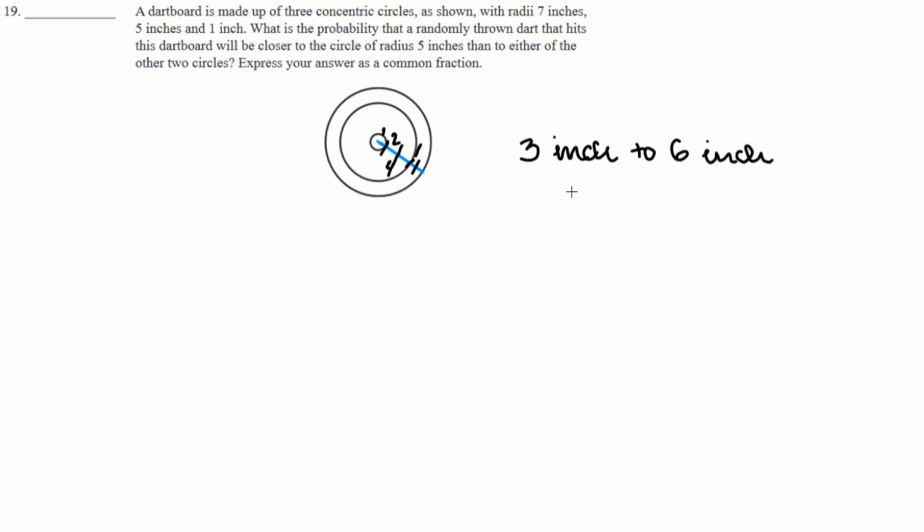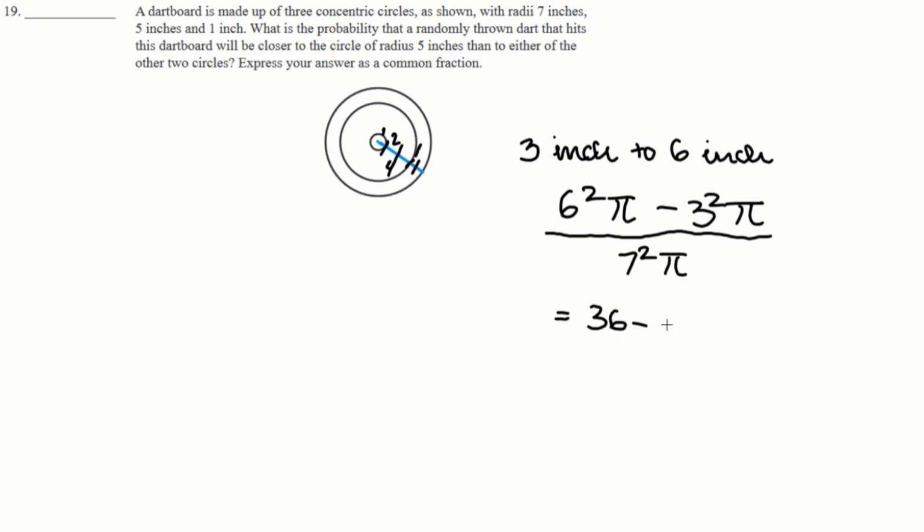Okay, so now we just need to calculate the area of the circle range and get it out of the total area. This is 6 squared pi minus 3 squared pi. It's basically a washer if you drew it in, over the total possible area that the dart can hit, which is the full dartboard, so that's 7 squared pi. This equals 36 minus 9 over 49, which equals 27 over 49.